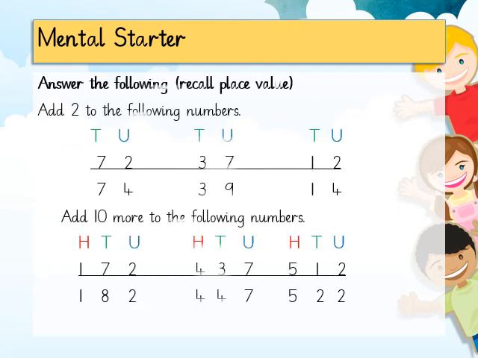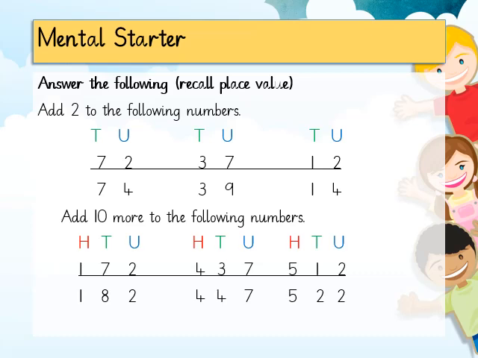Alright children, let's start our lesson with a mental starter. This is a very simple activity, but you have to follow the given instructions very carefully. The first question is add 2 to the following numbers. The 2-digit numbers are given in the first row with the place value identified at the top of each digit as units and tens. Remember children that whenever you are adding one single number to the given number, the place value will change at units place.